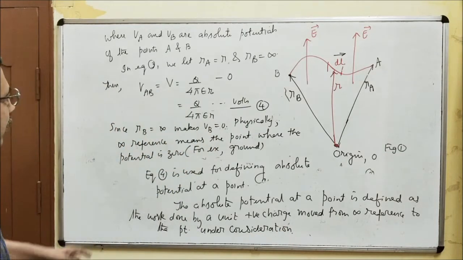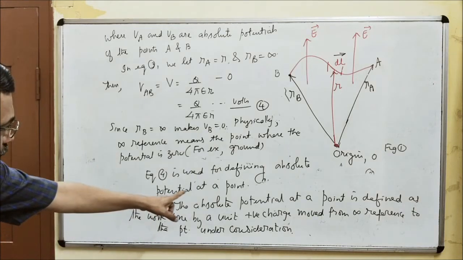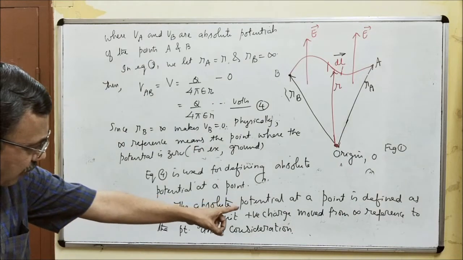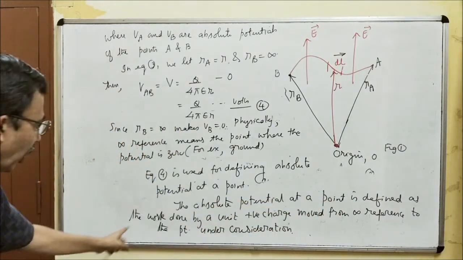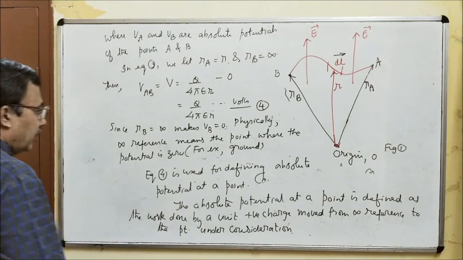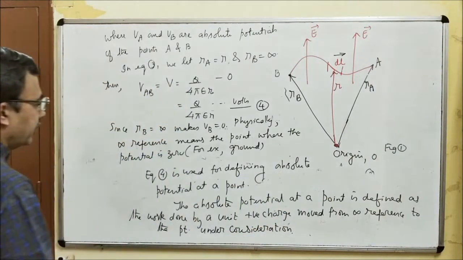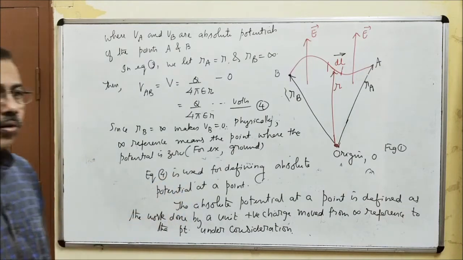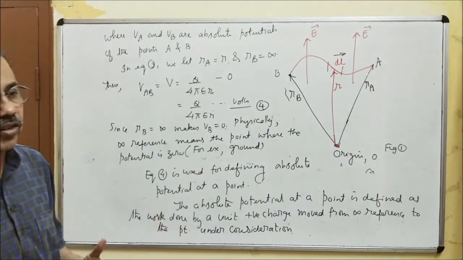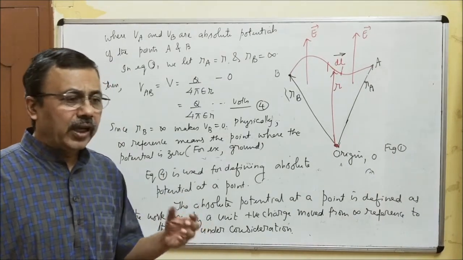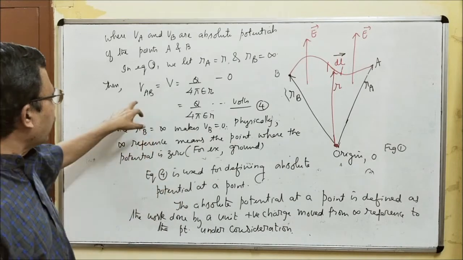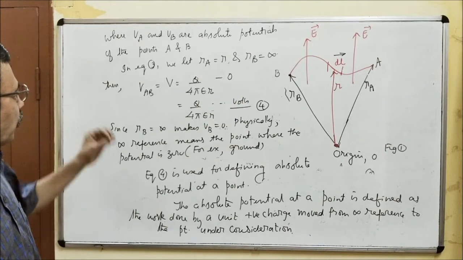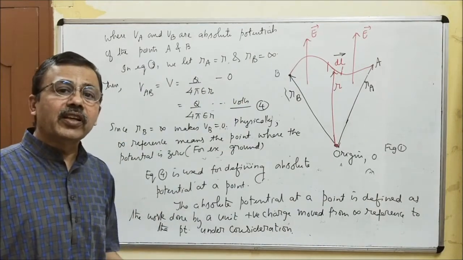What I said: the absolute potential at a point is defined as the work done by a unit positive charge moved from infinity reference to the point under consideration. Very, very important. This is the definition of absolute potential. In today's class I have told what an electric scalar potential is. If you look at the expression for V, it doesn't have any unit vector in it, therefore it's a scalar. Potential is scalar, whereas electric field intensity is a vector.